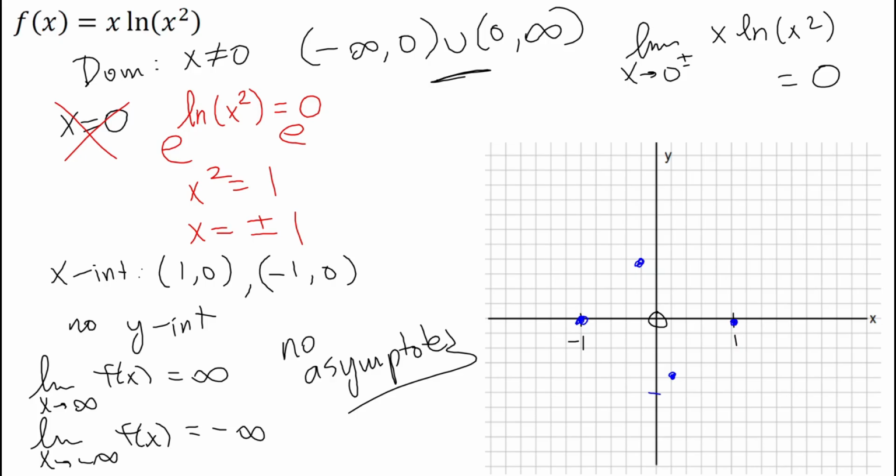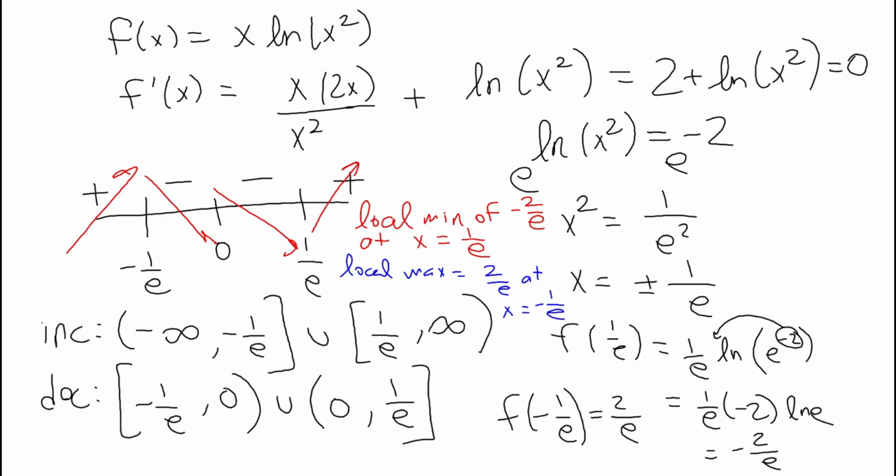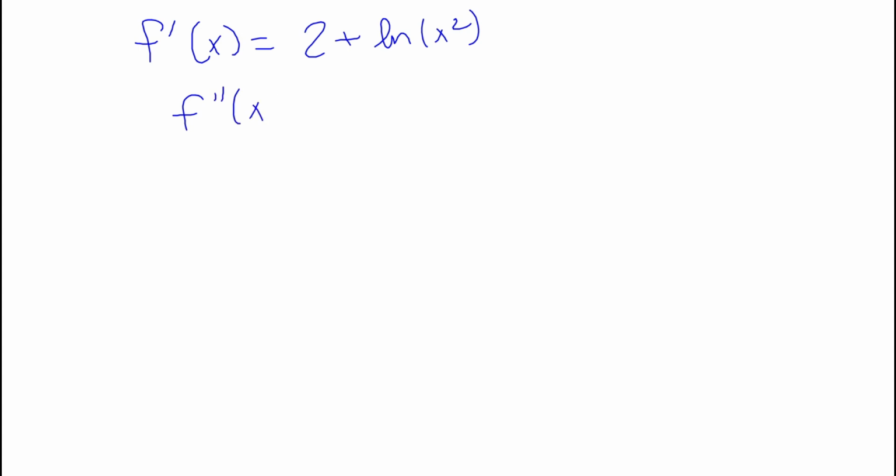And now we just need to deal with the second derivative, whether this is concave up or concave down. So our first derivative, f prime, was 2 plus ln of x squared. The derivative of 2 is 0. So f double prime of x is just the derivative of natural log of x squared, which is 1 over x squared, times the derivative of x squared, which is 2x, which is just 2 over x.